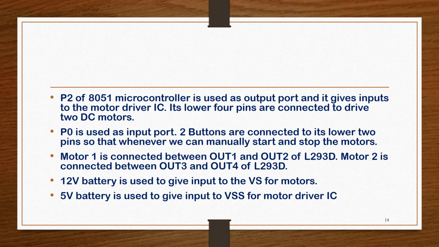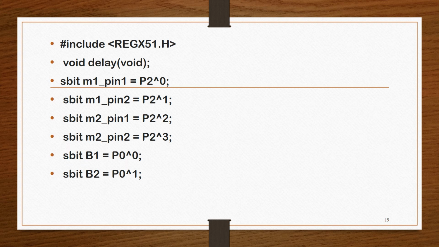A 12-volt battery is used to give input to VS for the motors, and a 5-volt battery is used to give input to VSS for the motor driver IC. Here is a small example. Say, for example, motor 1 has two pins, pin 1 and pin 2. I have connected them using sbit to P2.0 and P2.1. Observe the embedded C convention, a simple style of program writing.